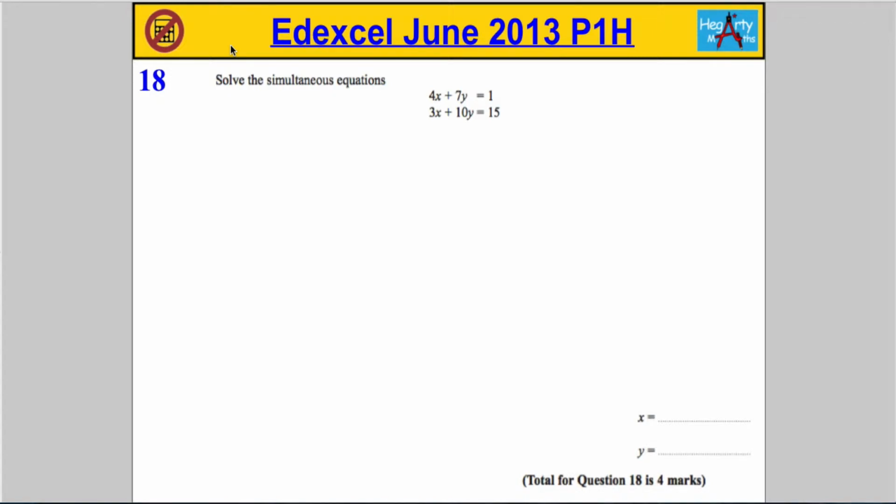Okay, so question 18, we're asked to solve the simultaneous equations 4x plus 7y equals 1 and 3x plus 10y equals 15. So very typical question towards the back of the paper. Normally we're going to have to eliminate either x's or y's. In this case, looking at both equations, I am going to eliminate the x's.